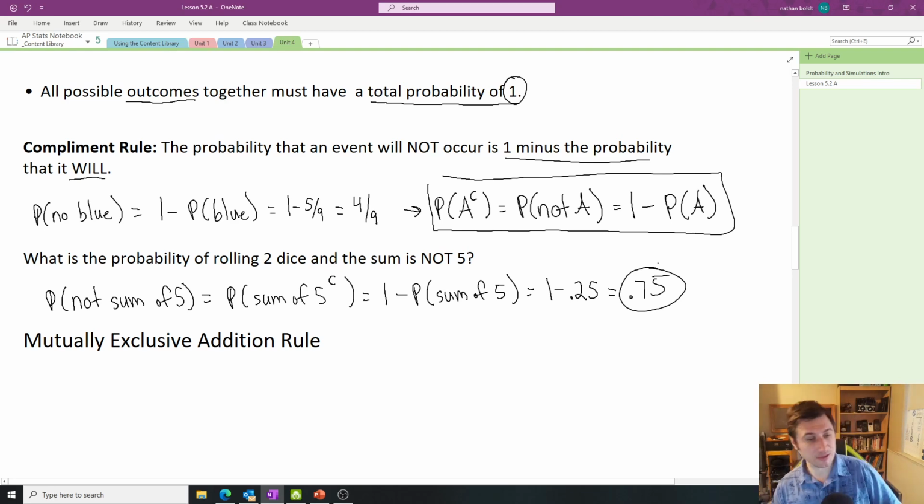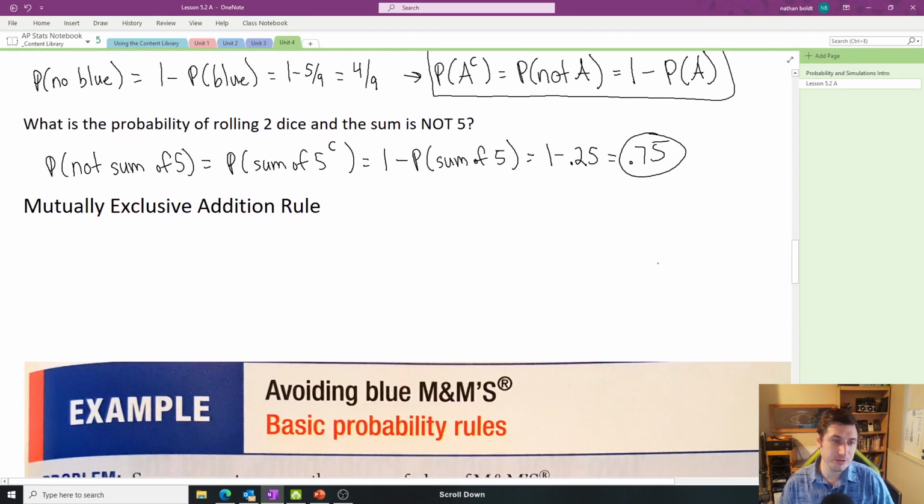All right, next rule here. Mutually exclusive addition rule. Holy crap, Bolt, that escalated quickly, didn't it? I was with you with the complement, and now what is this? All right, so it's not that bad. The mutually exclusive addition rule means you are allowed to add probabilities together as long as the events are mutually exclusive. All right, Bolt, what the heck does that mean? That means the outcomes do not overlap.